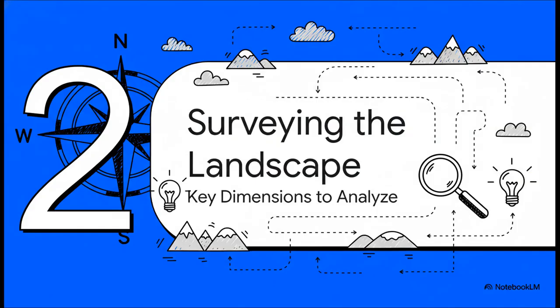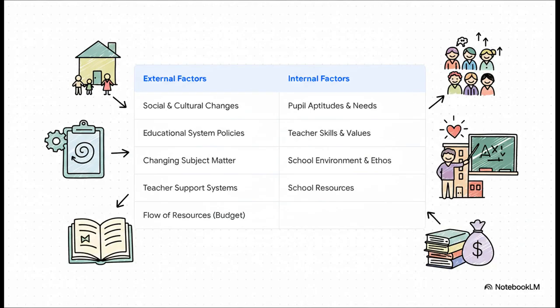Okay, so if we have to look at the whole landscape, that can sound kind of overwhelming, right? Where do you even begin? Well, just like a good architect, we can break it down into a few key areas to survey. So we can split this big context into two buckets that make it way easier to handle: external factors and internal factors. External is everything outside the school walls. Think about what parents expect, what local employers are looking for, or even policies coming down from the educational system.